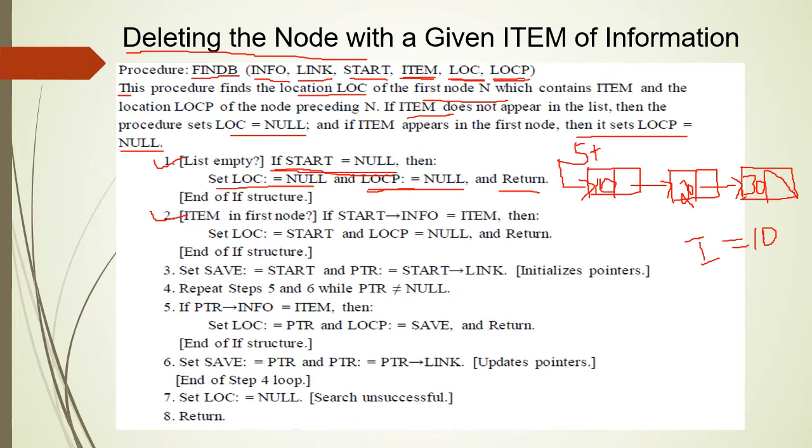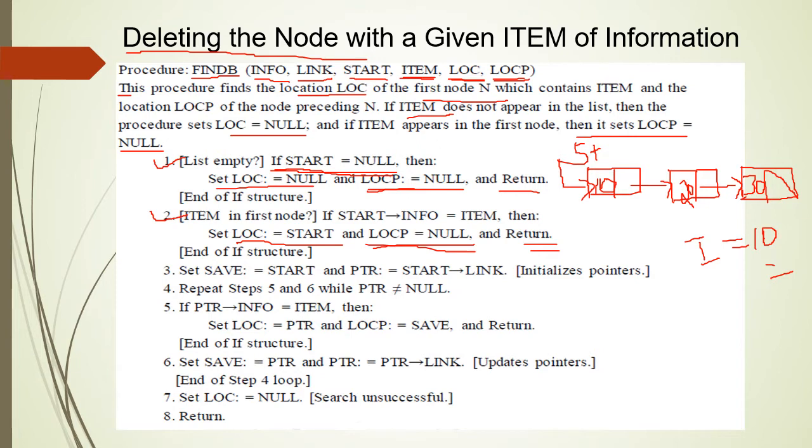If start of info is equal to item: start of info is 10 and item is also 10, so the condition is true, which means the key element is present in the first node itself. Therefore LOC is equal to start. LOC, the starting address of the node which contains the key element, is the first node, and that address is stored in the variable LOC. The first node has no predecessor node, so LOCP is equal to null, and it will return the control to the main function.